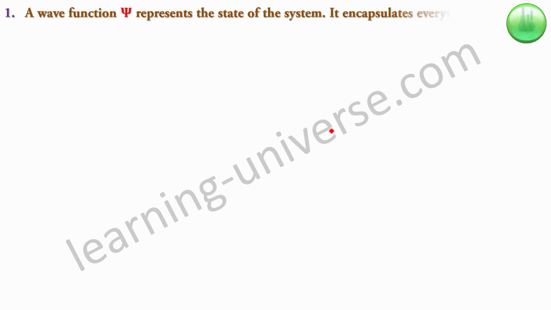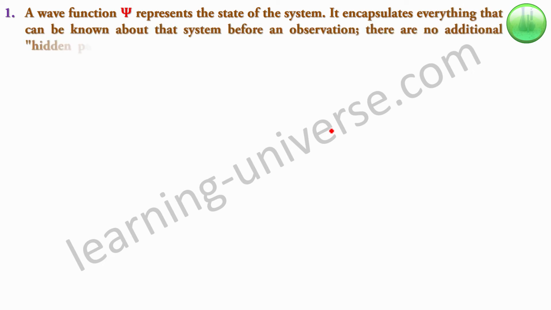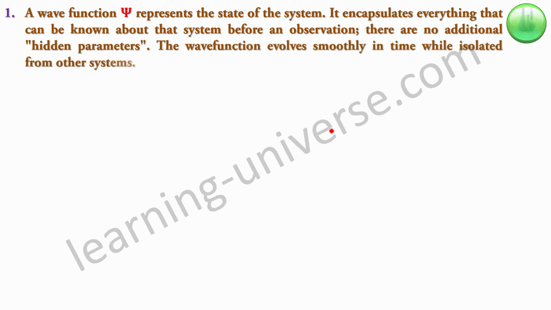A wave function psi represents the state of the system. We know that. It encapsulates everything that can be known about that system before an observation. There are no additional hidden parameters. The wave function evolves smoothly in time while being isolated from other systems. So we are talking about independent atoms, independent electrons.